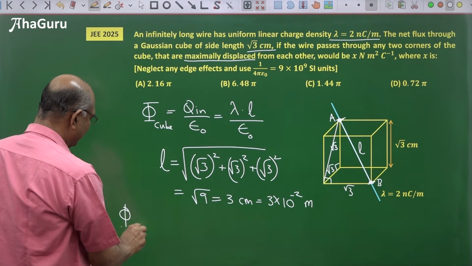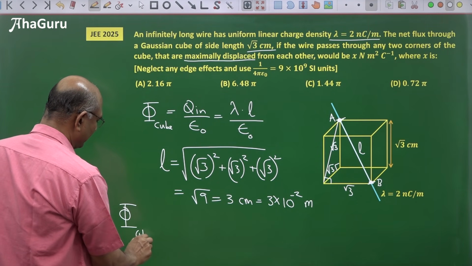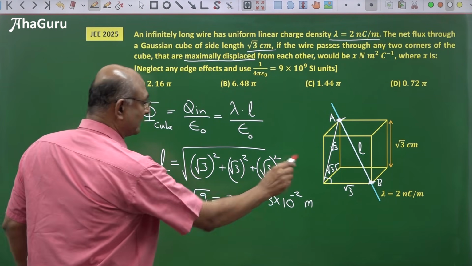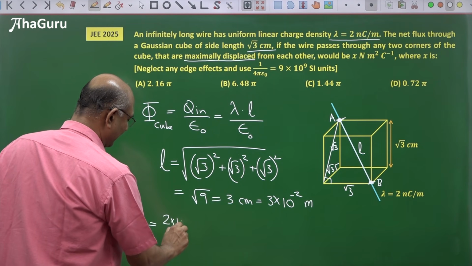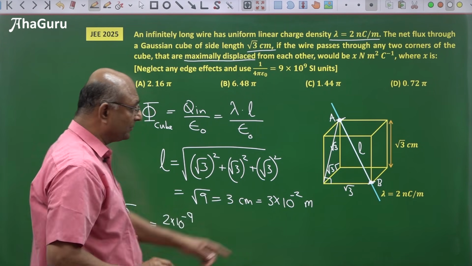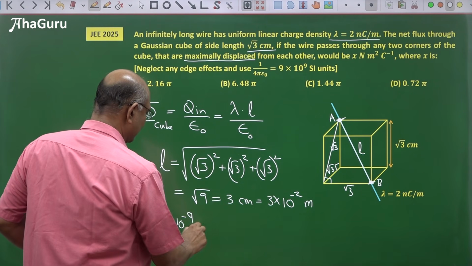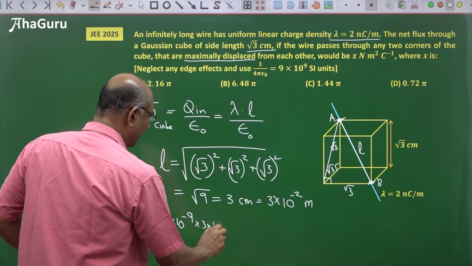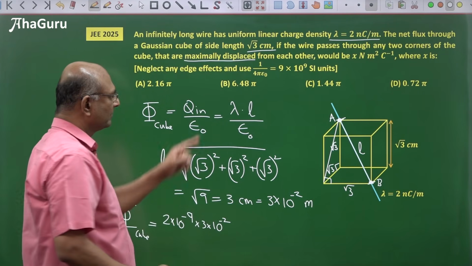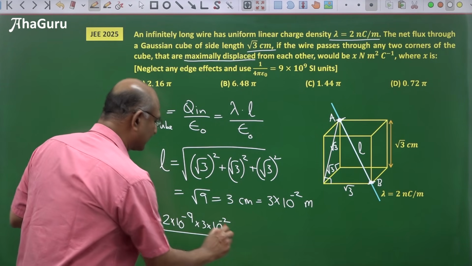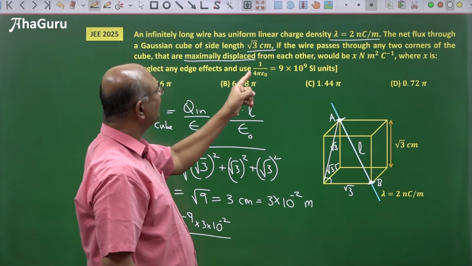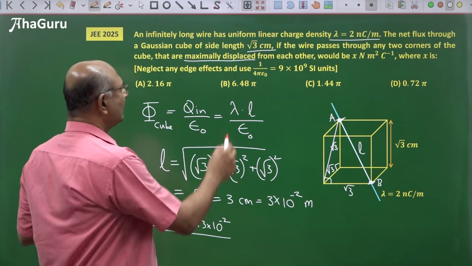So phi for the cube is lambda, 2 into 10 to the power of minus 9. Nano means 10 power minus 9. Keep that in mind. L is this, so 3 into 10 power minus 2, divided by epsilon naught. We have been told 4 pi epsilon naught is 9 into 10 power 9.